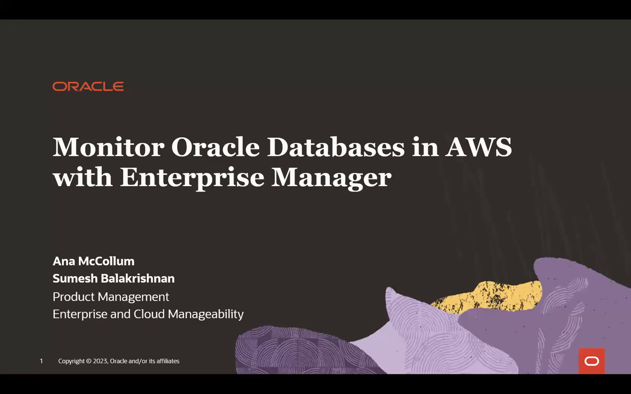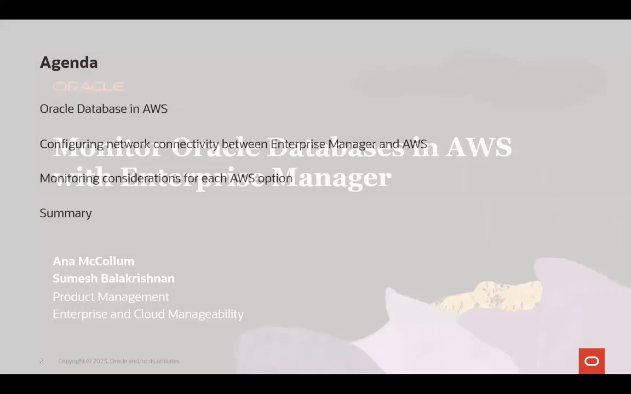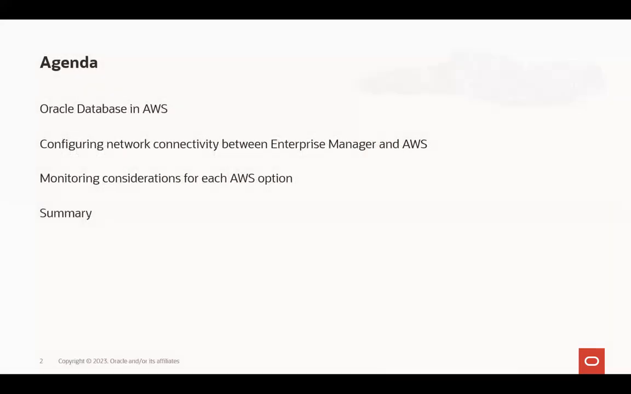We're from the product management team, and today we'll be talking about how you can monitor Oracle databases in AWS with Enterprise Manager. We know many of our customers use Enterprise Manager for monitoring and managing their fleet of Oracle databases. These Oracle databases can be deployed in their on-premises data center, in Oracle's cloud, or in other clouds such as Amazon AWS. For today's session, we'll discuss how you can use Enterprise Manager to monitor Oracle databases running in AWS.